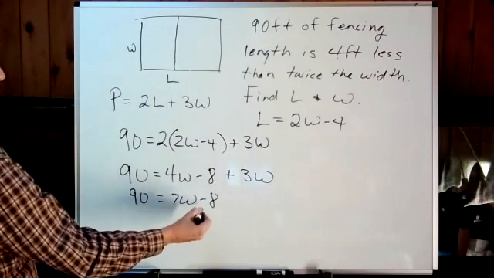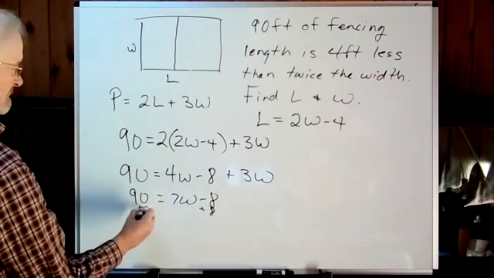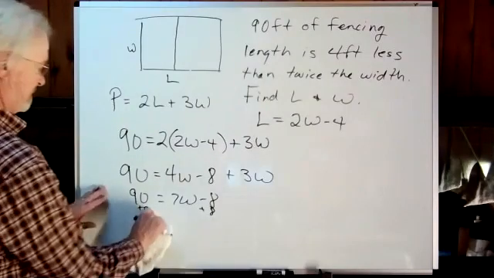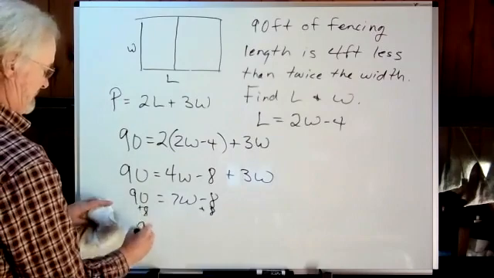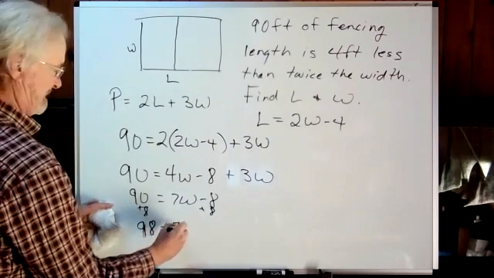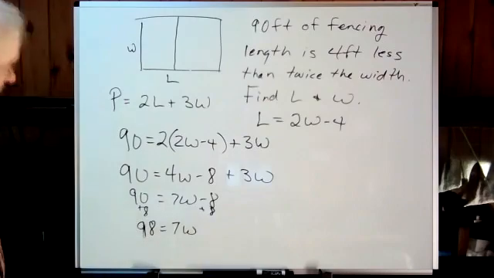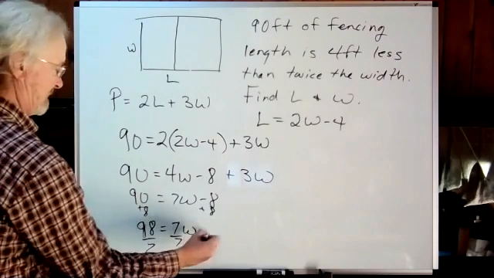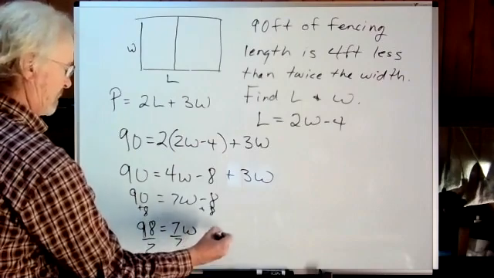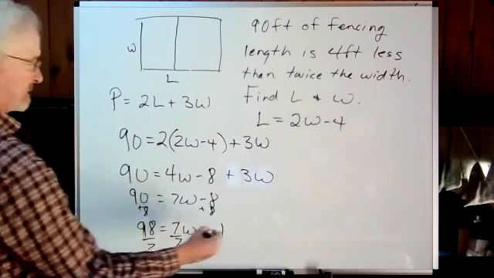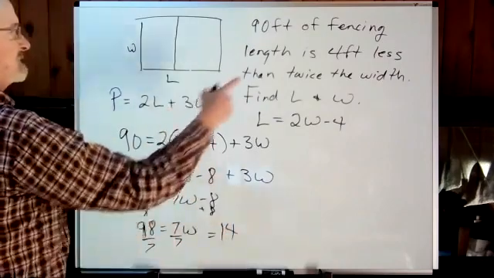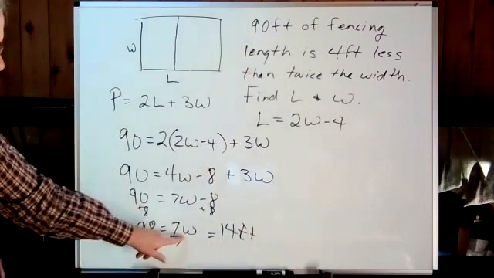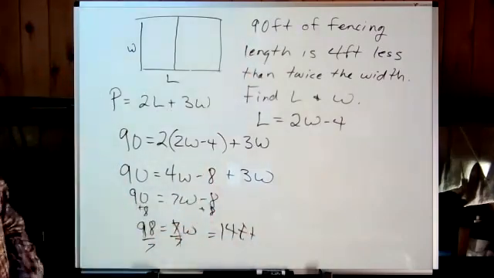I add 8 to both sides. 98. I'm thinking ahead already. It's funny the way the brain works. All right, dividing by the 7. And then I get a 28, and so that's 14. These would be, yeah, feet. Okay, 14 feet. What was that? That was the W, all right? The W is 14 feet.